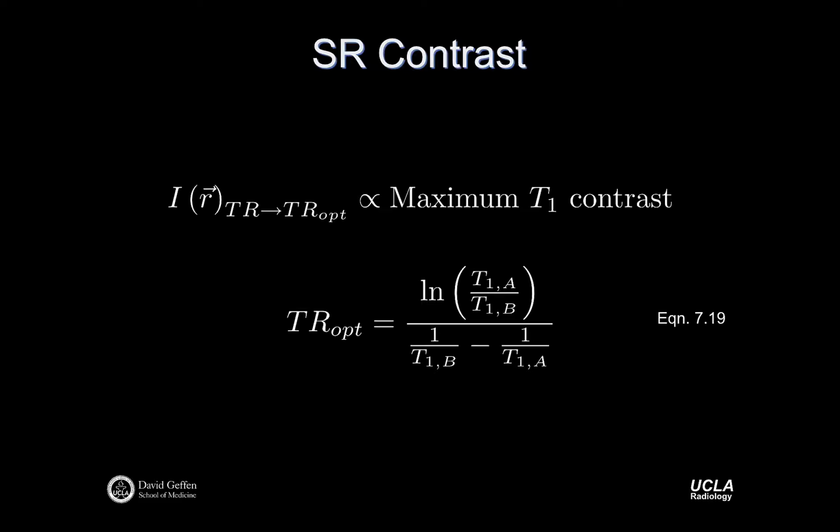We can actually work through optimizing contrast for a sequence like this. I won't go through the mathematics of what this actually looks like, but it's similar to what you saw in your homework assignment, which is to say if you want the maximum contrast between tissue A with T1A and tissue B with T1B, then we can figure out the optimum TR and maximize the contrast between these two things by taking the difference of the signals and differentiating the signals.